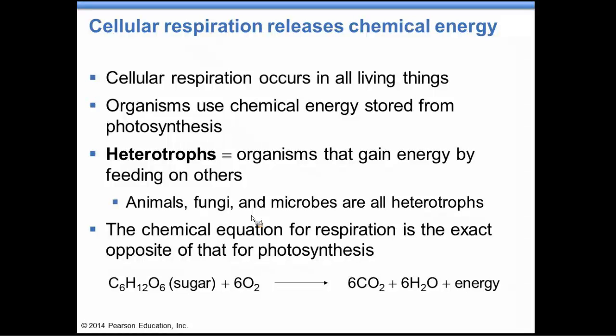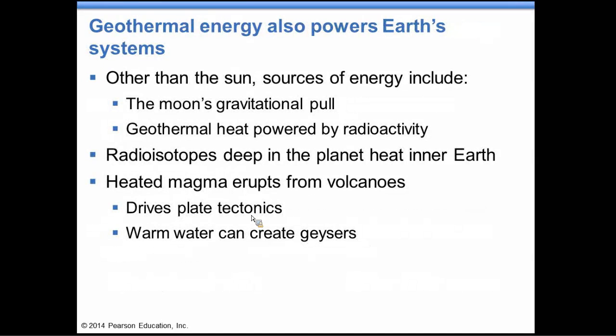Cellular respiration releases chemical energy. Organisms make use of the chemical energy created by photosynthesis in a process called cellular respiration, which is vital to life. The net equation for cellular respiration is the exact opposite of that for photosynthesis. Cellular respiration occurs in all living things, in both the autotrophs that create glucose and in heterotrophs, organisms that gain their energy by feeding on other organisms.